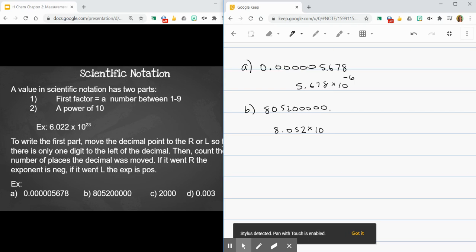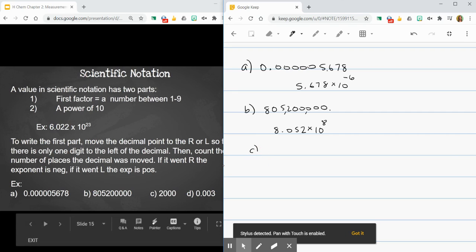And how many places did we move the decimal to get between the 8 and the 0? 2, 3, 4, 5, 6, 7, and 8. So 8.052 times 10 to the 8th power, which is 10 million, I believe, or 100 million. This is 100 million. Okay. And so that's why we have this really big number, which is 805,200,000.